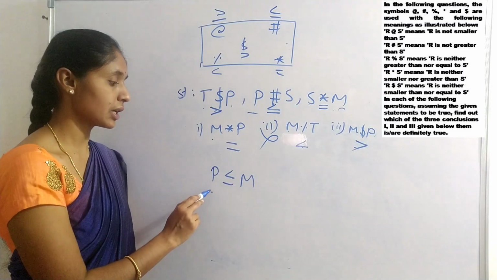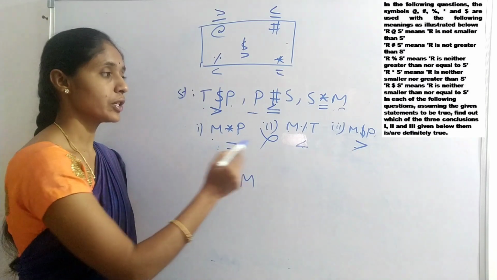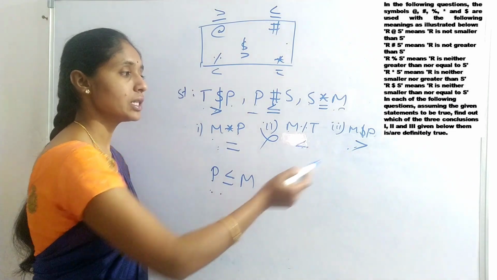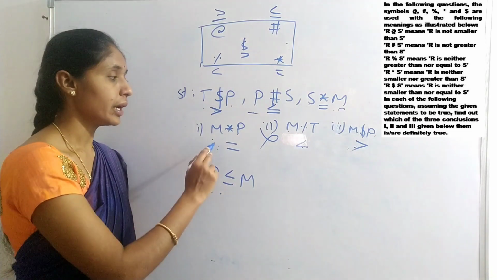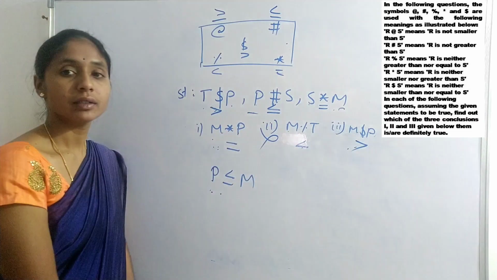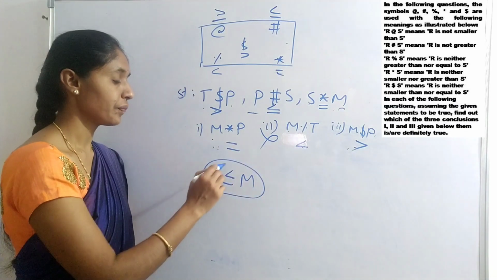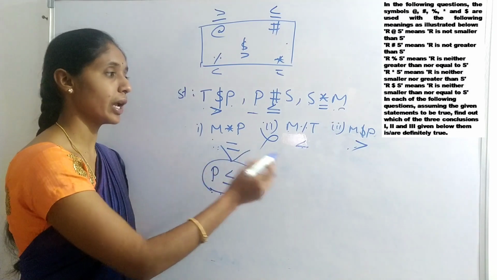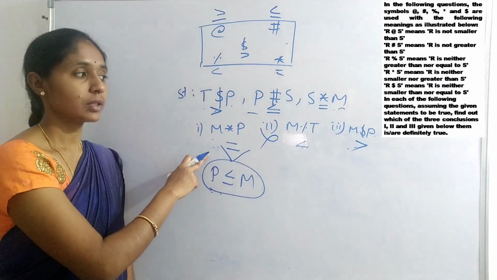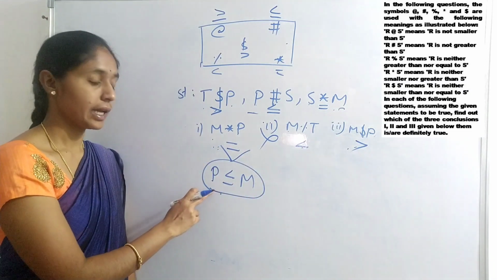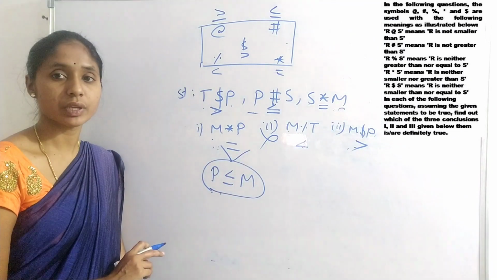So from this first conclusion, we can conclude M equals to P as first option, and second one is M greater than P. So either conclusion 1 or 3 is true for this question. From the given statement, we conclude P equals to M and M greater than P. If we mix up these two conclusions, we may answer any one of these. So either 1 or 3 is true for this question.